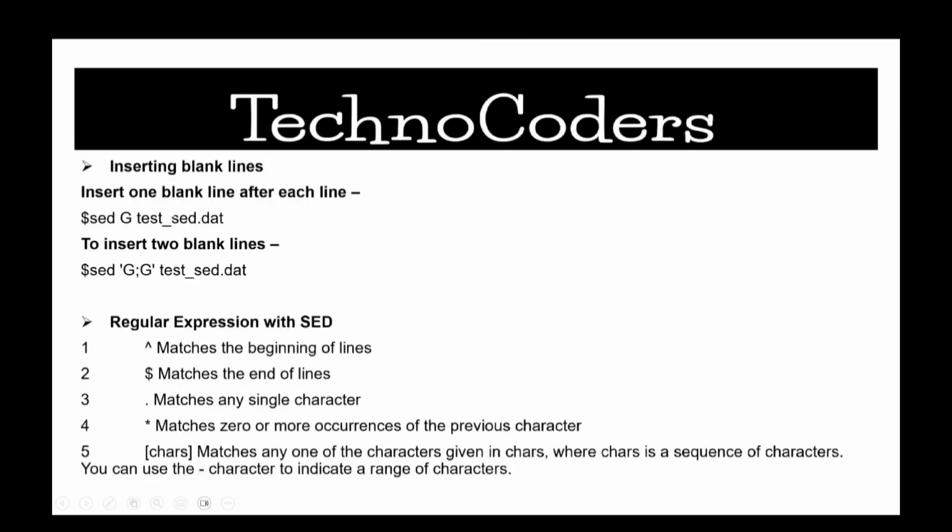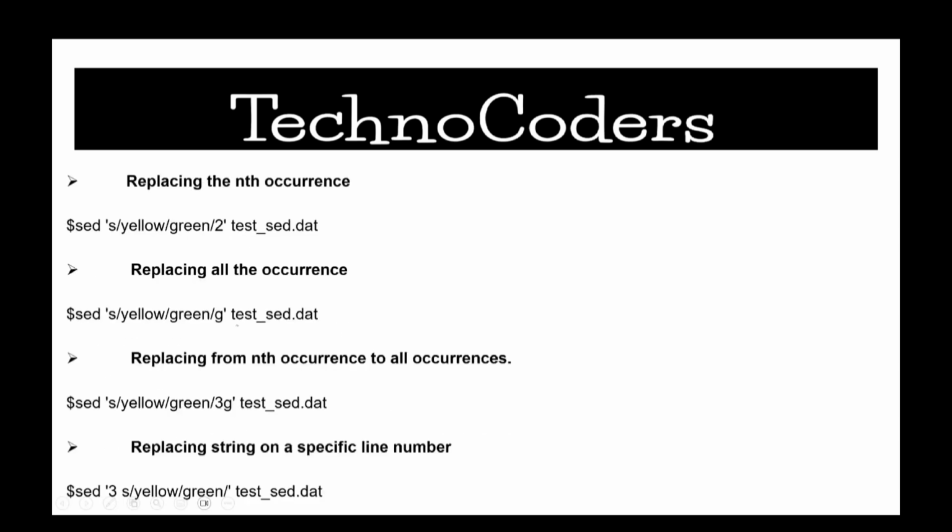Now going to the next one, suppose you want to insert blank lines in the file. Just use this command, 1 capital G, it will insert 1 blank line. If you want to insert 2 blank lines, give 2 capital G. If you want to have more, you can give like that. Now till here we have covered this. So the next part is regular expressions with sed. Before going to regular expressions, let's run this with examples.